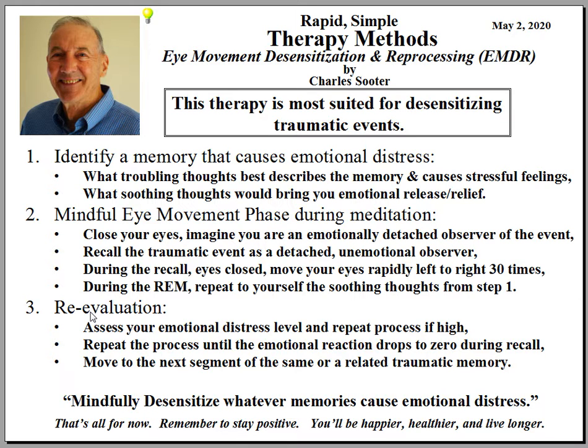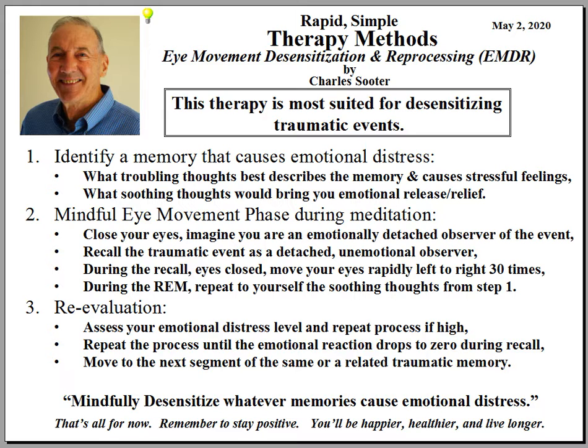You're going to come out of your meditation. You're going to do an evaluation. What is your stress level? If it's still high, or even if it's lower than what you had previously, if it's still moderate, repeat the process. Go through step number two again. If necessary, go through it up to 3 times. When the emotional distress drops to 0, then you can move on to another segment, or you can go on to another related traumatic memory.